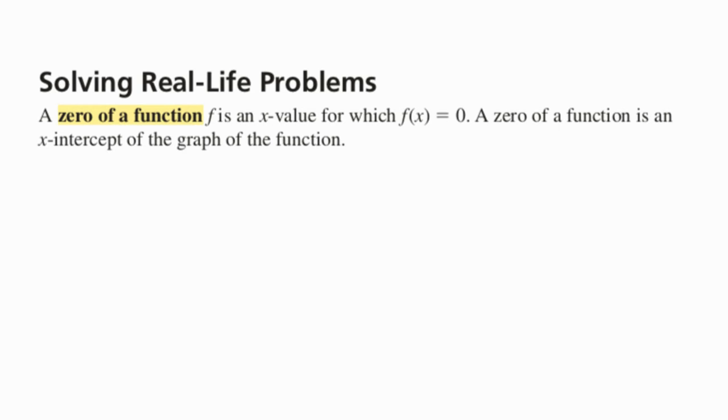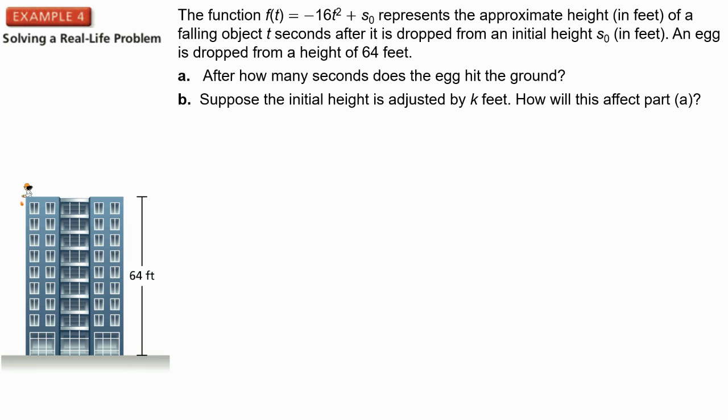Right, for real life problems, they introduced this concept of a zero of a function. This is when the y value equals 0, or in function notation, when f of x equals 0. It is also the x-intercept. That's where the graph crosses or touches the x-axis. And it also is a solution to any factor if we were to factor a quadratic.